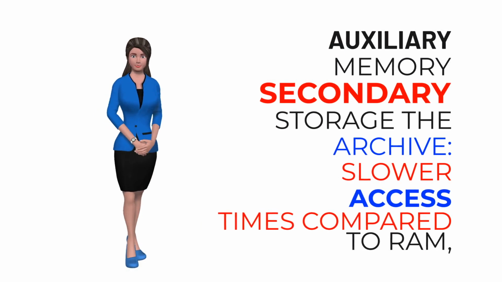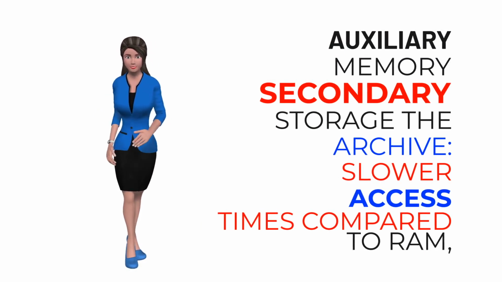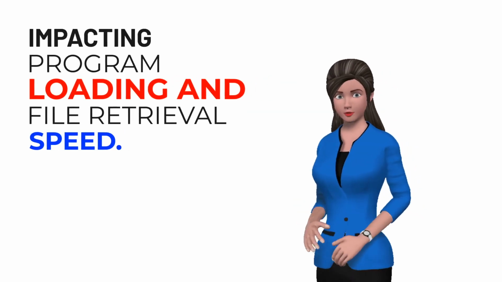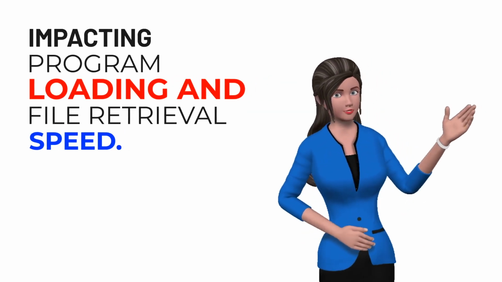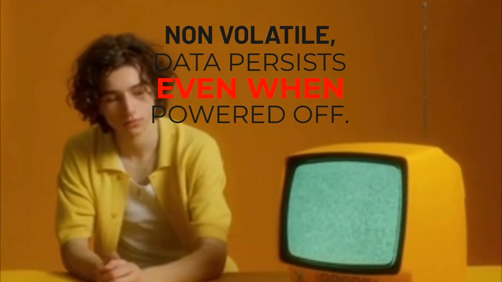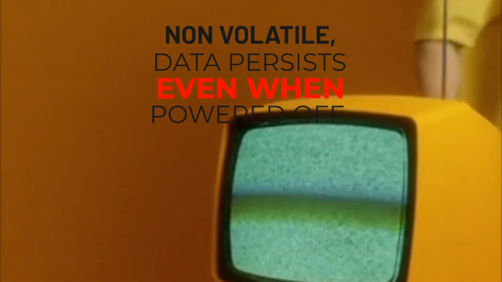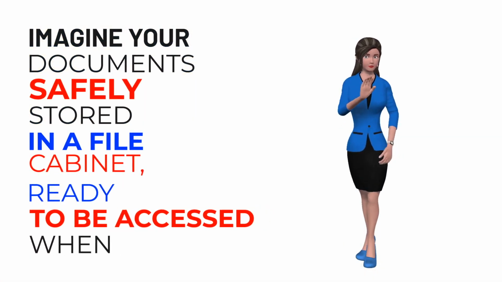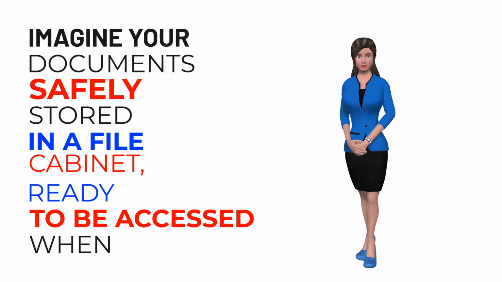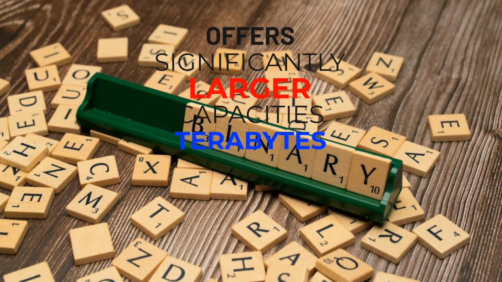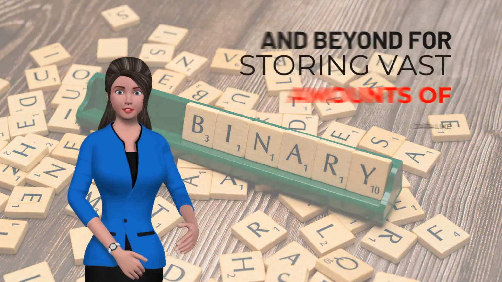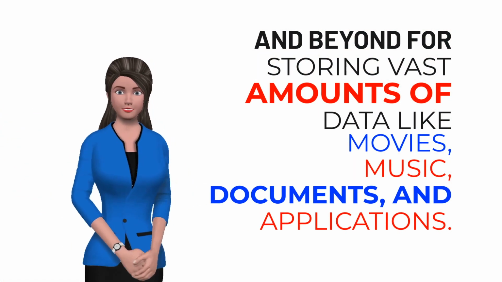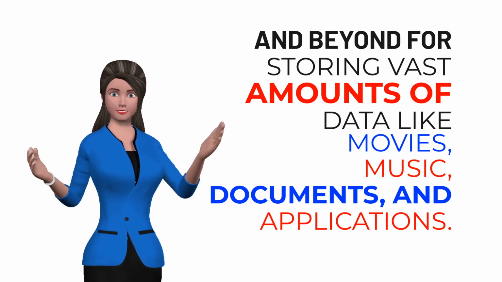Auxiliary memory, secondary storage. The archive. Slower access times compared to RAM, impacting program loading and file retrieval speed. Non-volatile. Data persists even when powered off. Imagine your documents safely stored in a file cabinet, ready to be accessed when needed. It offers significantly larger capacities, terabytes and beyond, for storing vast amounts of data like movies, music, documents, and applications.